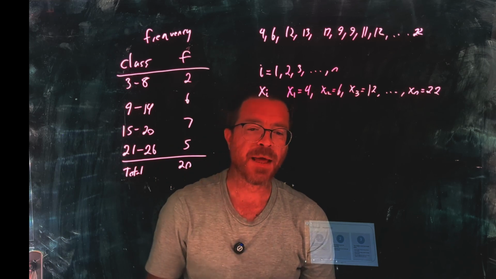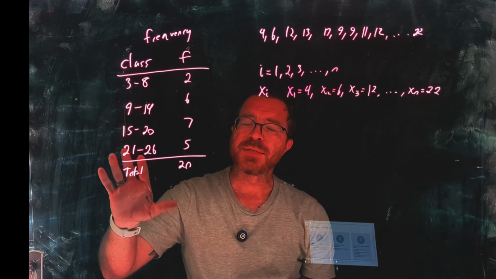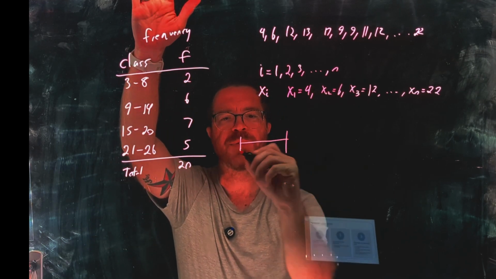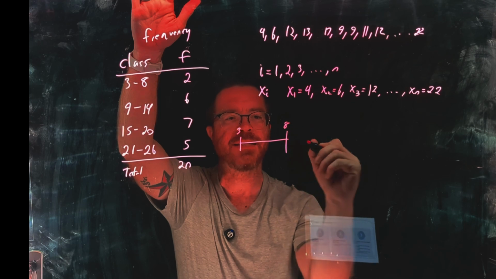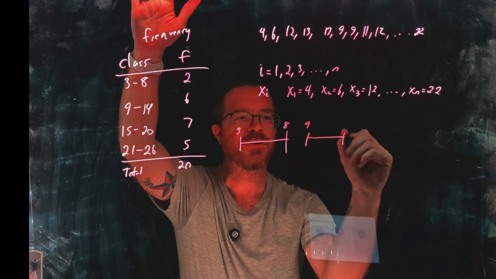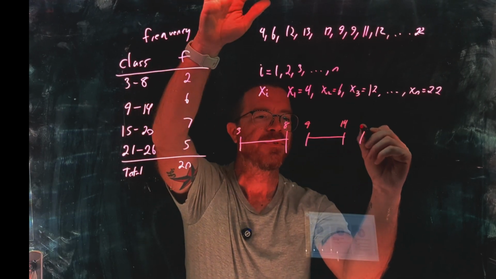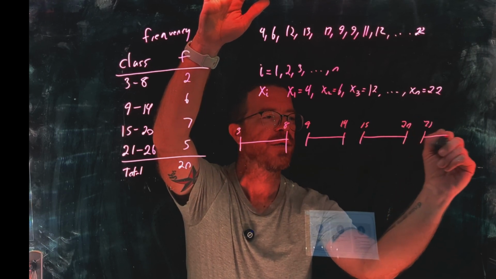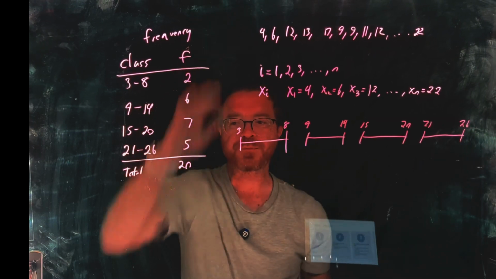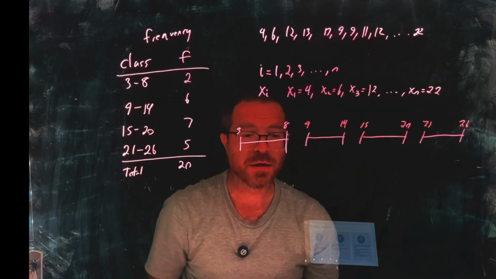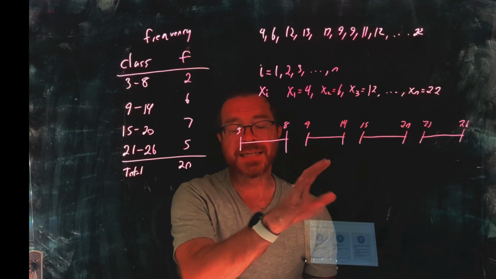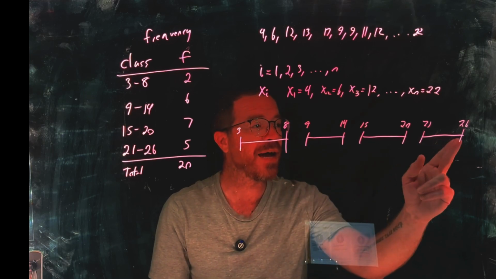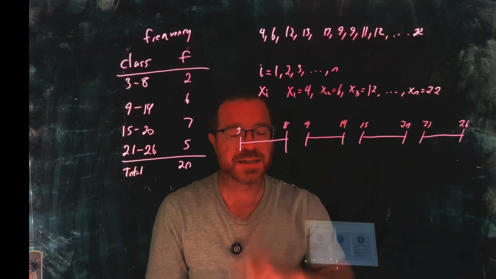Now, one thing you might notice if you look at our frequency table is we do have gaps, right? If I were to draw this out, this would be from 3 to 8, 9 to 14, 15 to 20, and 21 to 26. So we have gaps in our line interval. We're going to have to actually fix this before we can create a histogram, because right now we don't have an interval from the lowest value to the highest value with no gaps. So we'll cover that soon.